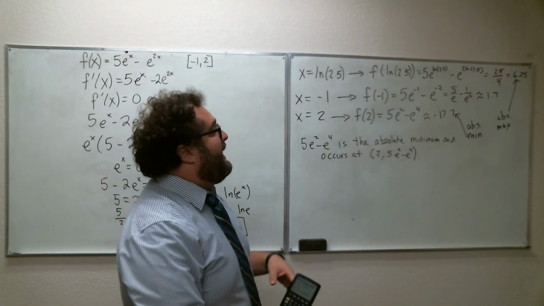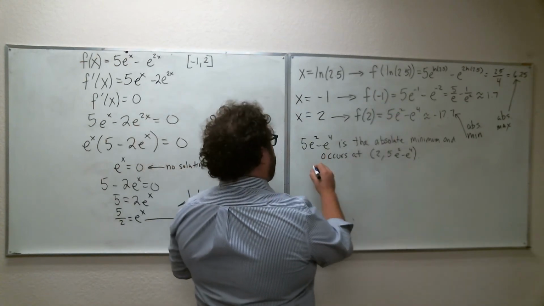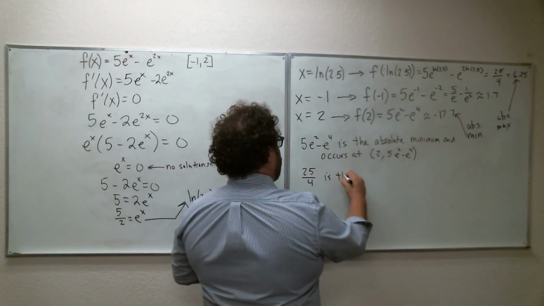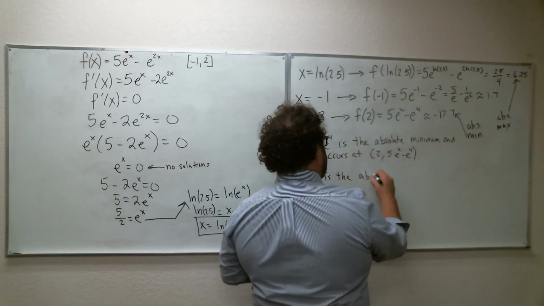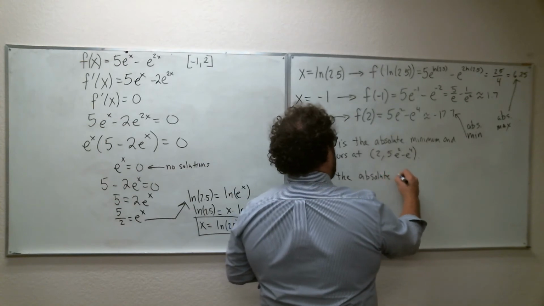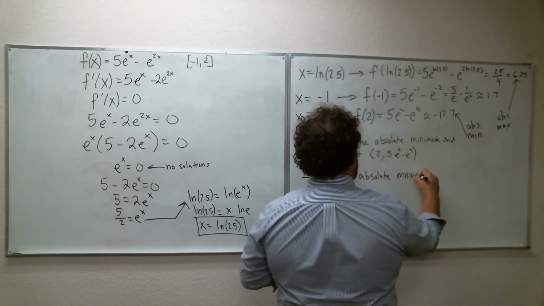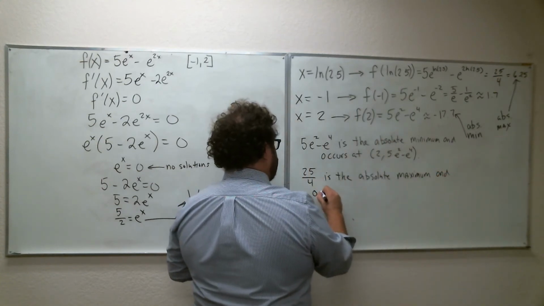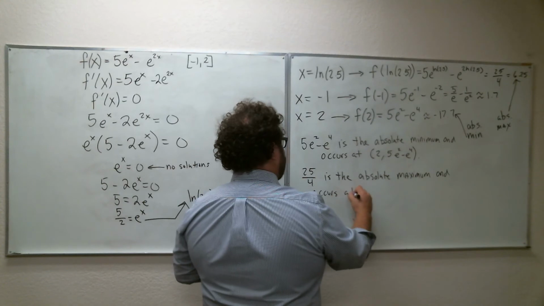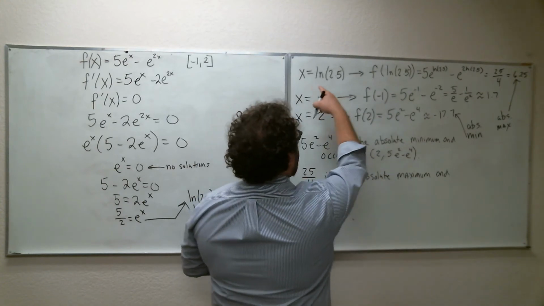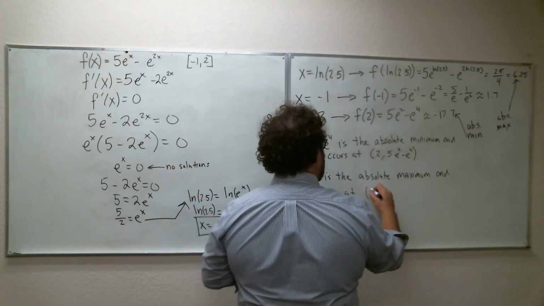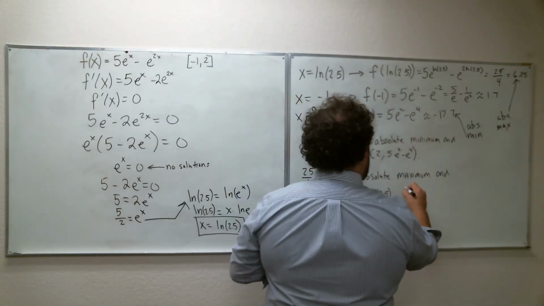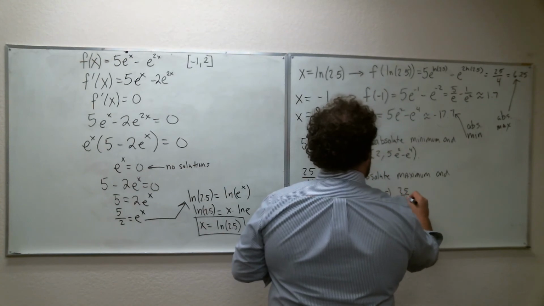Let's do the same thing for the maximum. 25 over 4 is the absolute maximum and occurs at the point, let's see, natural log of 2.5, comma, 25 over 4.